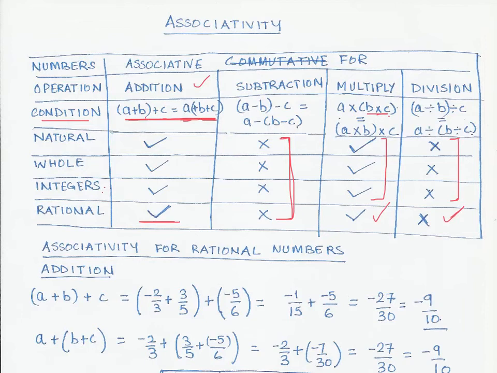What it means is that when we are dealing with subtraction and division, we have to be careful with the way we group and with the way in which we order the different numbers that are given to us. But that same thing doesn't matter when we are doing addition and multiplication. So in the next video, we are going to look at proving the associativity for rational numbers under these four operations.